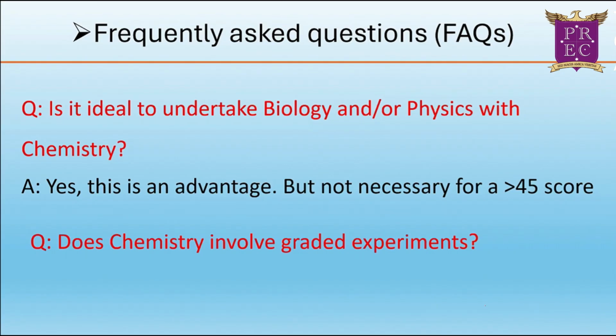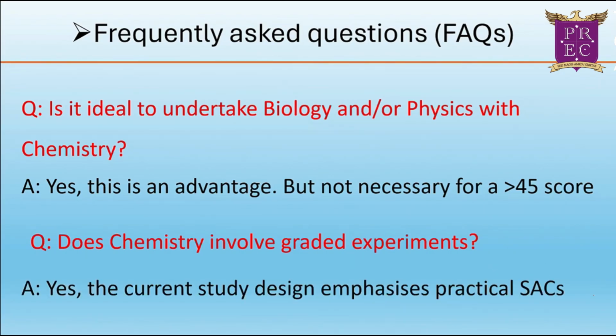Does chemistry involve graded experiments? As I previously discussed in the current study design, yes, it does. Area of study 3 is the experimental component, which lends itself for students to undertake and present their research using the form of APA formatting.